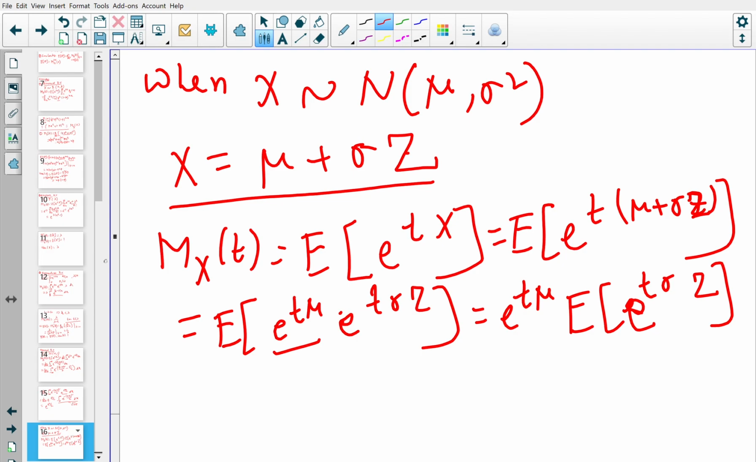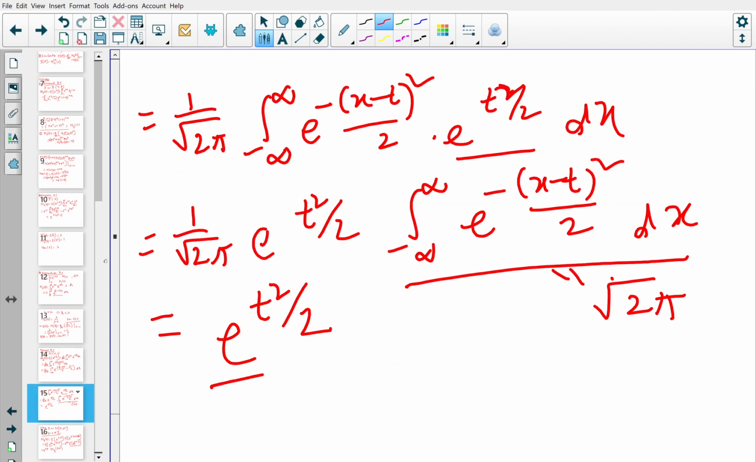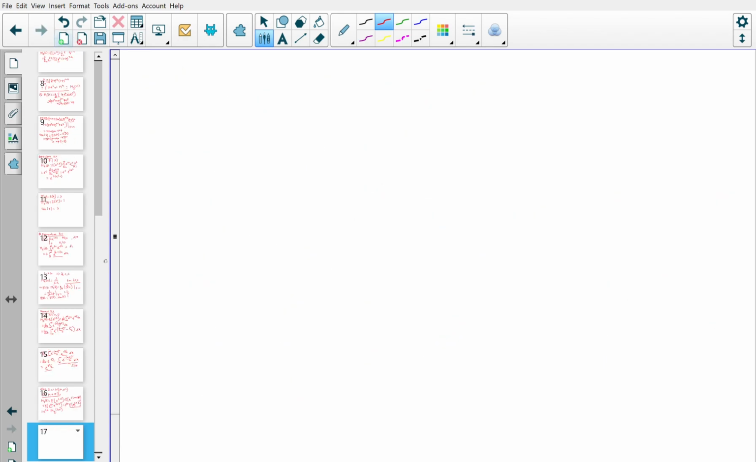Okay, now we check what this expectation is. So this expectation is nothing but the moment generating function of Z at the point t sigma. Clear? And we already know the moment generating function of Z, which is this one, and then we will use this result, and hence the moment generating function of X will be of the form.